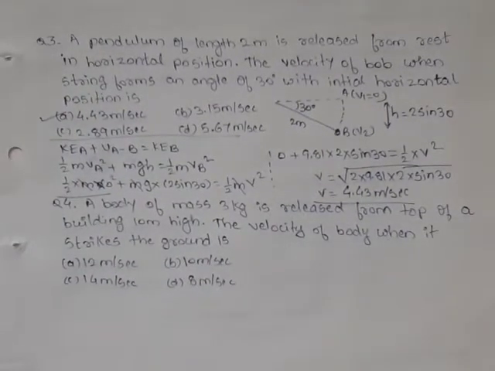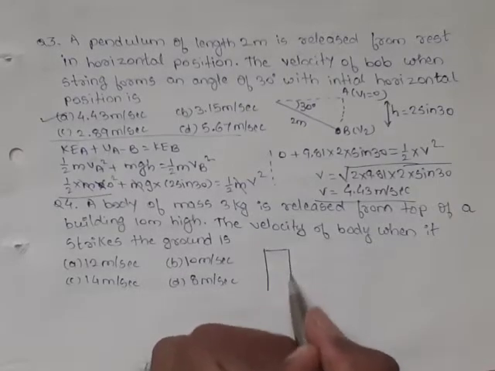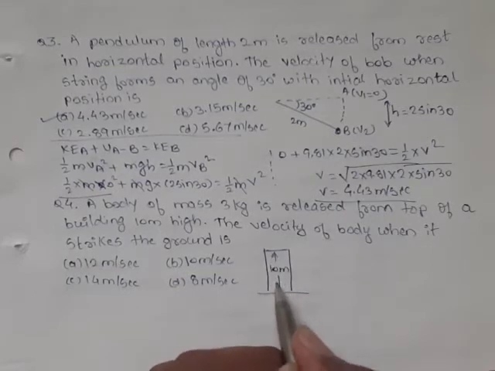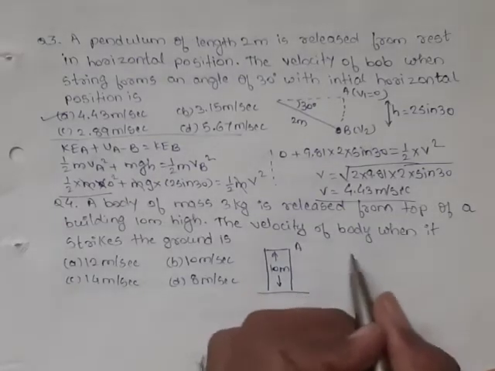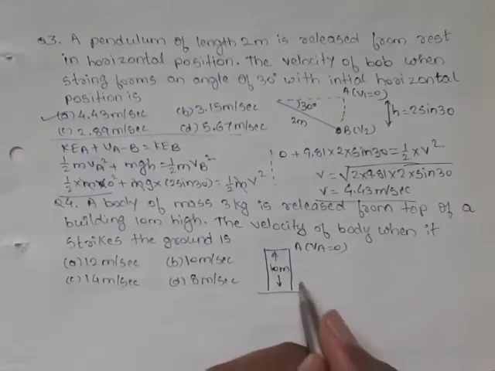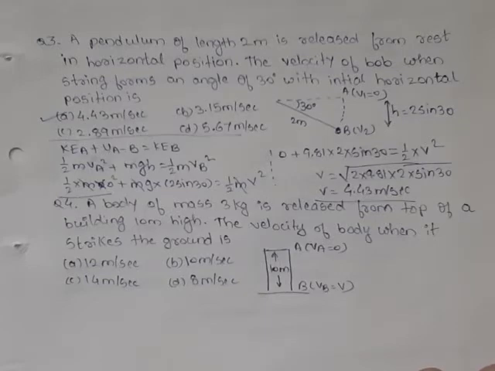Question 4: a body of mass 3 kg is released from the top of a building 10 meter high. The velocity of the body when it strikes the ground is. We are talking about a building whose height is 10 meter. At point A, when the body of mass 3 kg is released, VA is taken equal to 0. At point B, VB will be equal to V. Here we have to find the velocity at point B.